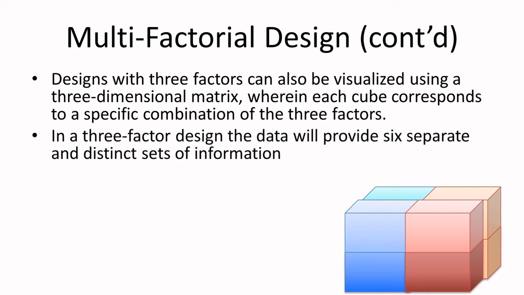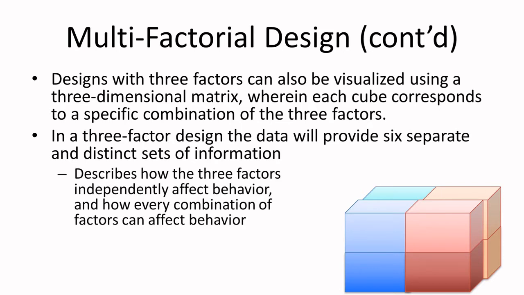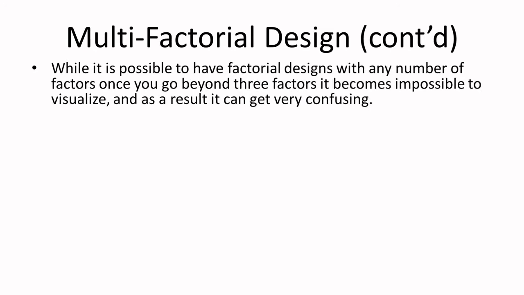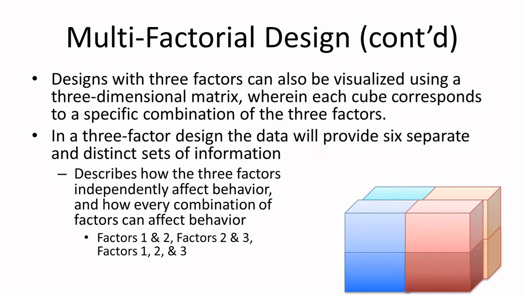So you have your x-axis, your y-axis, and your z-axis. So then we can look at the main effect for factor A, the main effect for factor B, the main effect for factor C, and then all possible combinations of these. So whether there's an interaction between A and B, whether there's an interaction between B and C, whether there's an interaction between A and C, and then whether there's an interaction between A, B, and C. So there's a lot of information. The more factors you add, the more possible combinations there are, and the more interesting data you're going to get from your design.